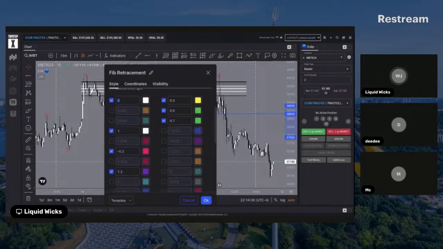So the red line is your area of invalidation, so that's where your stop loss is going to be. The ZE is where you're going to have your entry in, and so on and so forth. Okay.